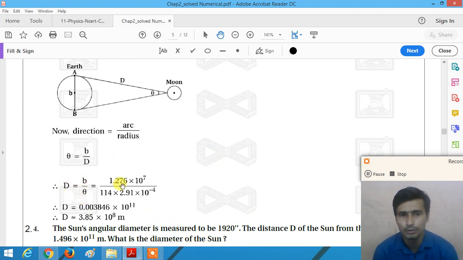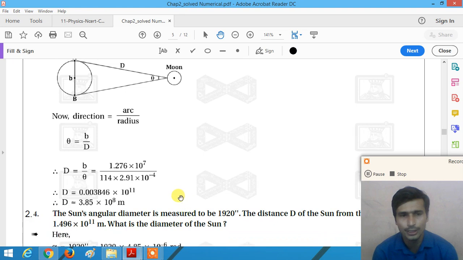B is given to you: 1.276 into 10 raised to power 7 divided by theta, which is equal to 114 into 2.91 into 10 raised to minus 4 radian. So if you calculate this, you get the answer 0.003846 into 10 raised to 7 and minus 4, taking upward direction plus 4. So we get 10 raised to 7 plus 4, we get 10 raised to 11, right? So if you convert it, we get the answer 3.85 into 10 raised to 8.